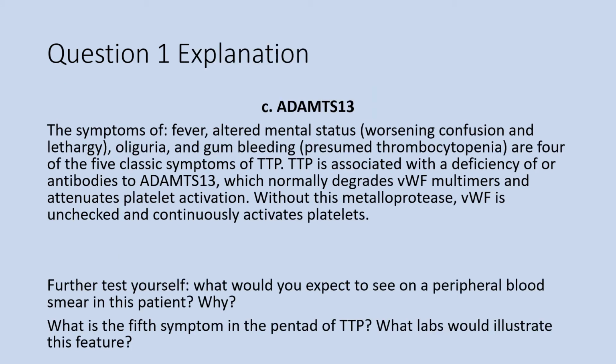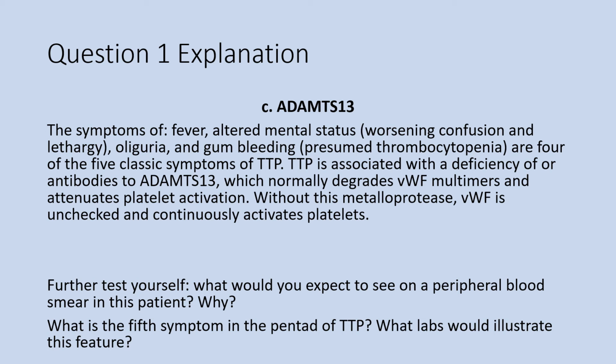So the answer to question 1 is C, ADAMTS13. This patient has symptoms of fever, altered mental status, noted by the worsening confusion and lethargy, oliguria, so decreased urine output, and gum bleeding, which makes you think of an underlying thrombocytopenia. And these are 4 of the 5 classic symptoms of TTP.